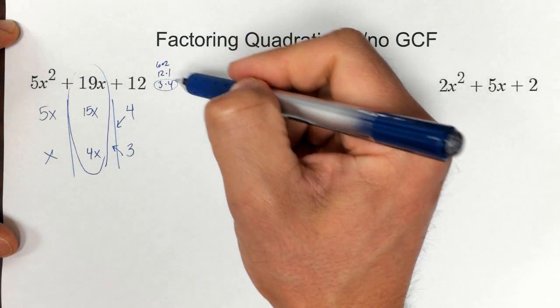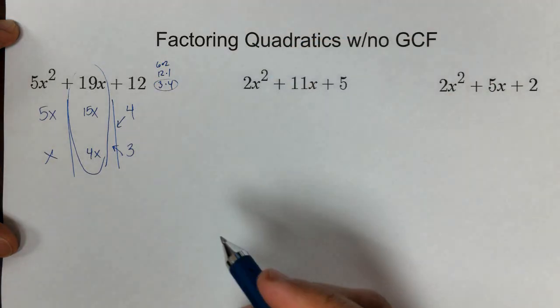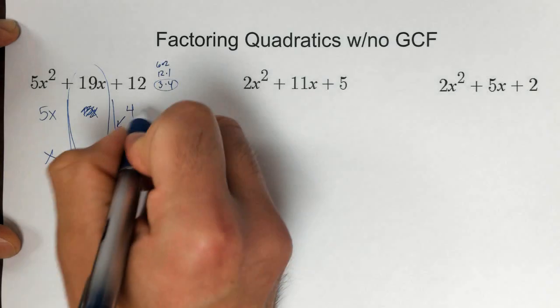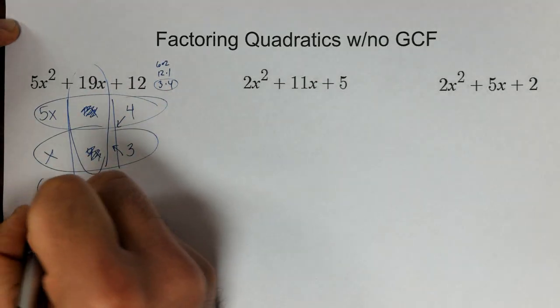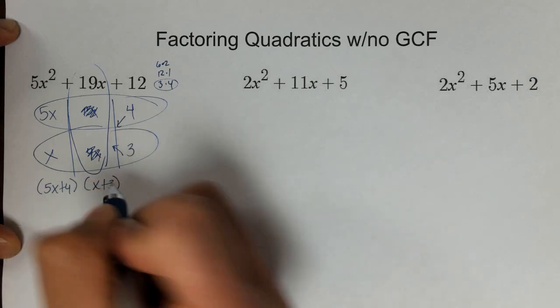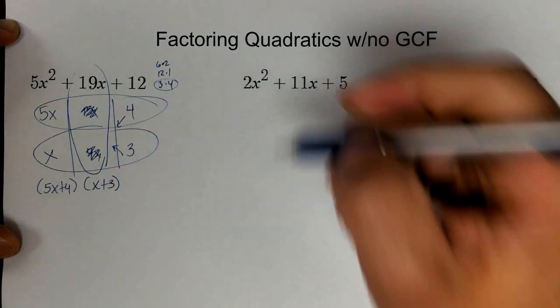But if you have to go through all of them to get there, feel free. This is just practice. The more you do it, the faster you get at identifying. The factors are 5x positive 4 and x positive 3. Try another one.